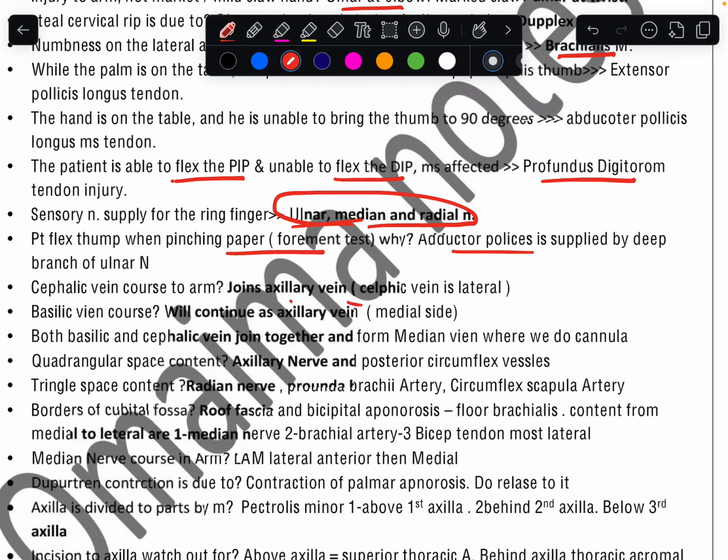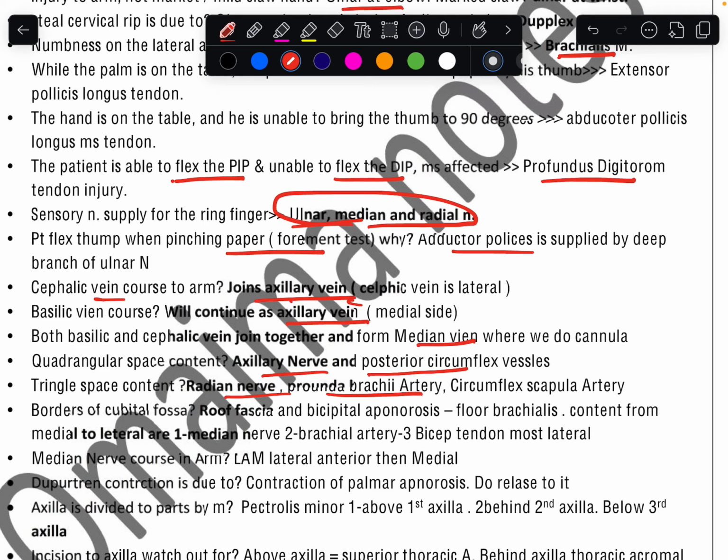Cephalic vein course in the arm, joins the axillary vein. Cephalic vein is lateral, basilic vein continues as the axillary vein. Both basilic and cephalic veins are joined by the median cubital vein, where we do cannulation. Quadrangular space: axillary nerve and posterior circumflex vessels. Triangular space: radial nerve, profunda brachii artery.